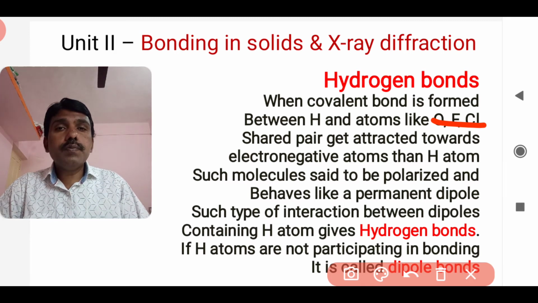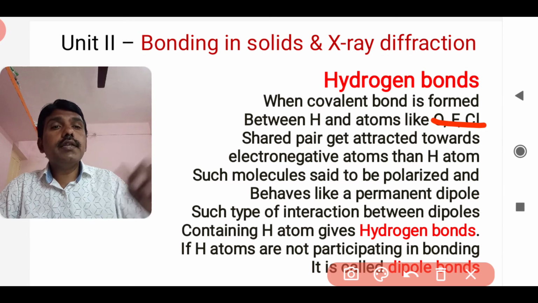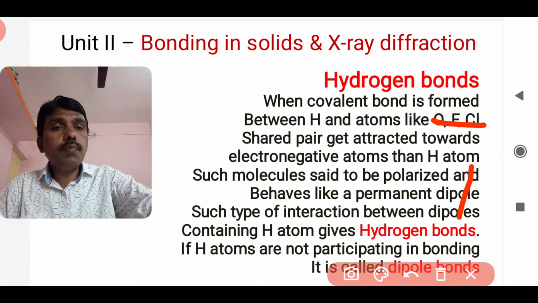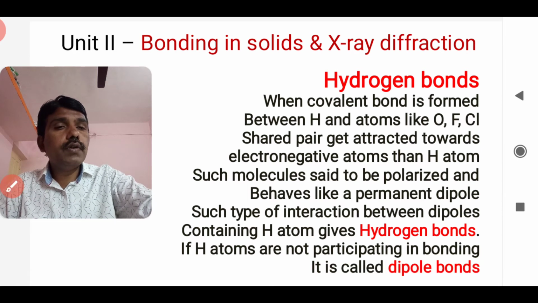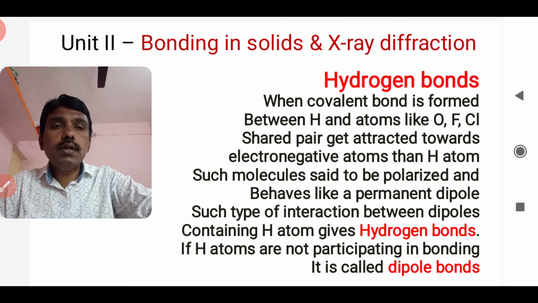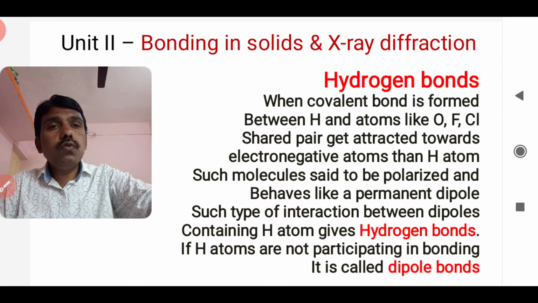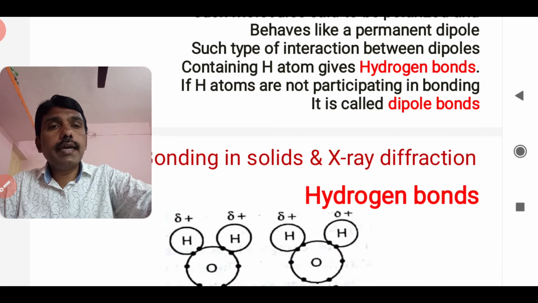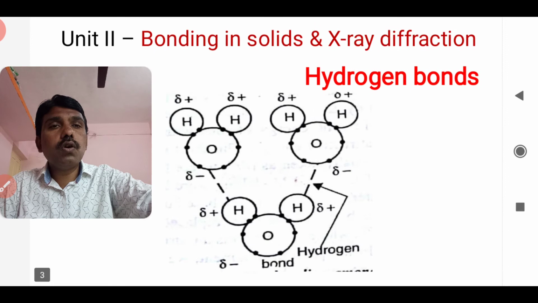If H atoms are participating in the bonding, then it is hydrogen bonding. But if hydrogen is not involved in forming such a bond, it is called a dipole bond. Here, when H is not involved with the other molecule, it is called a dipole bond. Now if you see this particular diagram, it will give you a clear picture of how it is formed.